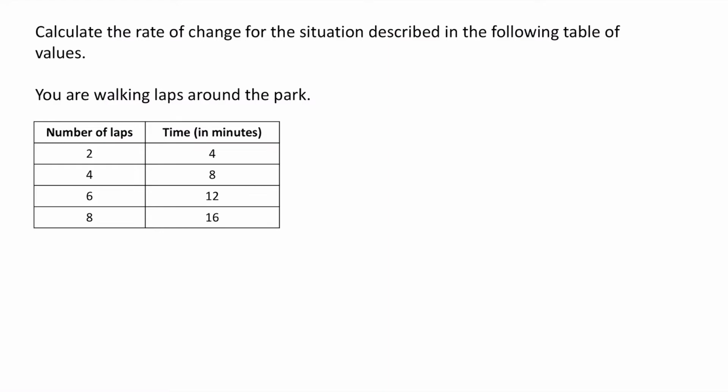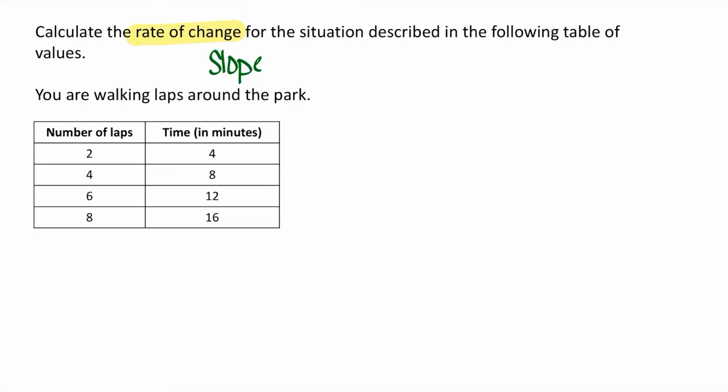Now let's calculate the rate of change for the situation described in the following table of values. You are walking laps around the park. Remember this phrase here, the rate of change. That means that we're looking for the slope. So let's figure out how to do this problem.